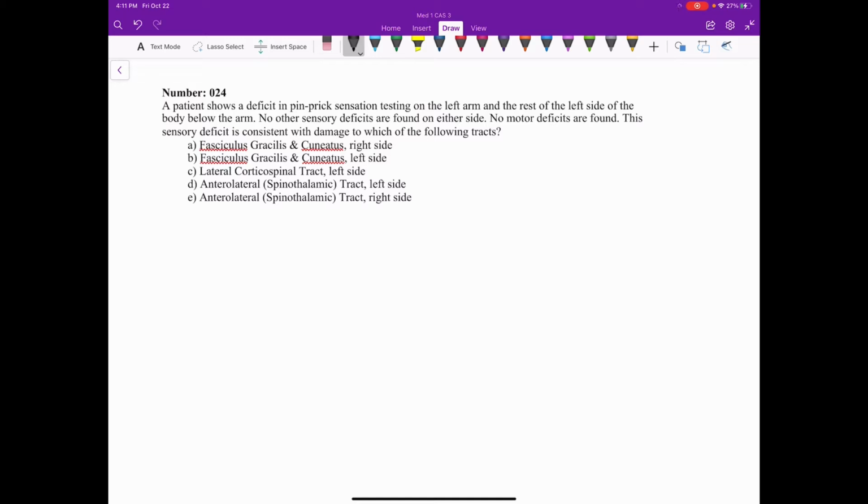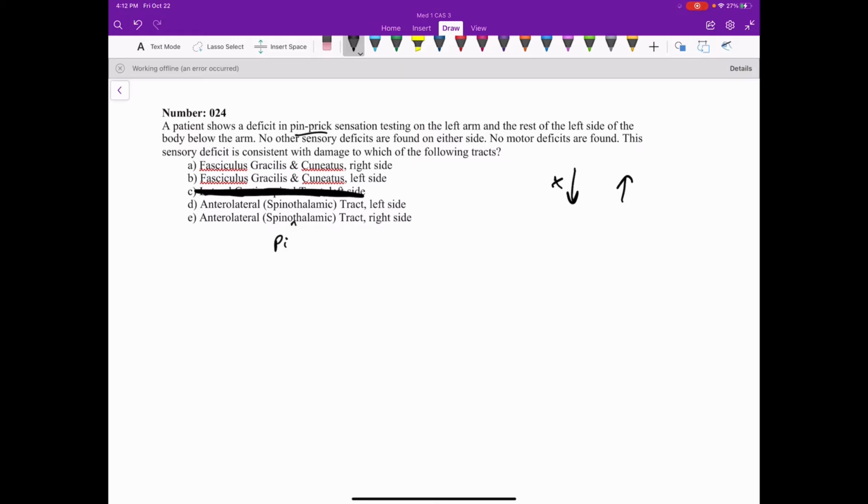Alright, so if there's no other sensory deficits found on either side, we need to know it's staying consistent. And if it also says there's no motor deficits, we know it's no descending. It's only an ascending fiber. Okay, so if it's no descending, which ones are descending? Well, if we look at our answer choices, we see lateral corticospinal tract, so we could already cross them out. Now, if we have our different sensations, right, say pinprick memorized, we could know what the answer is. However, if we don't know what that is, or if we don't have it memorized and we want to go through it, we can.